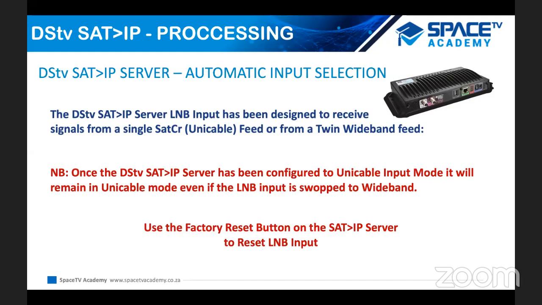And this is another very important thing when it comes to the automatic input selection. Once the DStv SATIP server has been configured to a unicable input or to a wideband input, it will remain in the unicable or wideband mode even if the LMB input is swapped. So in other words, if you boot the server up the first time with a specific LMB type, be it unicable or wideband, the server will stay locked into that mode. You can switch it off, you can pull the plug out. As soon as you plug it back in, it will default to the last LMB it was connected to.